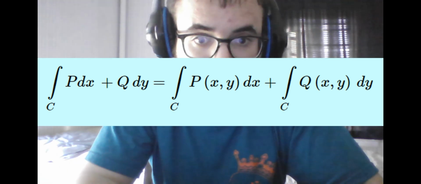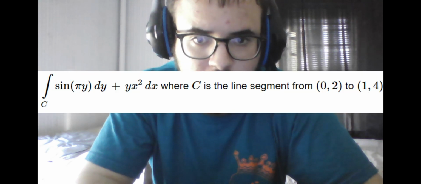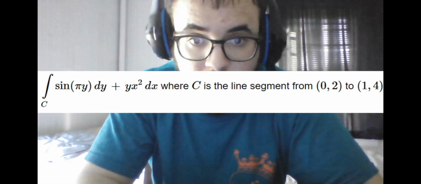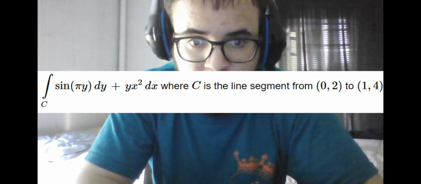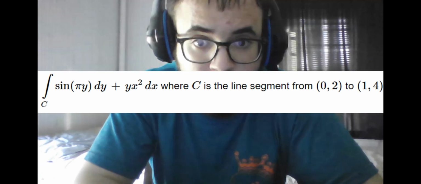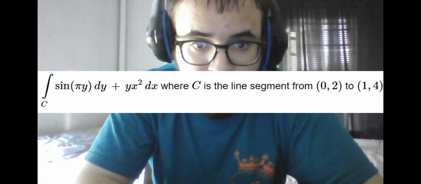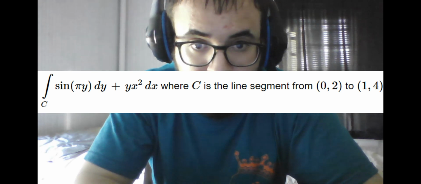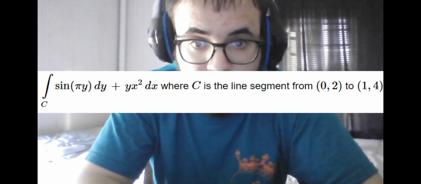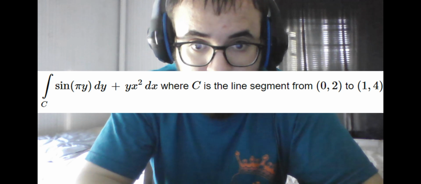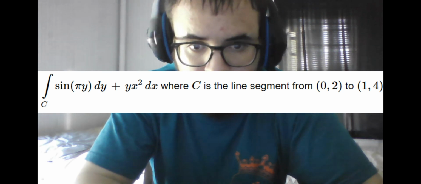For example, if we want to evaluate this line integral, noticing that we are integrating with respect to change in x, we would do this first by expressing the line we are integrating on in terms of a parameter t, which would be t, 2 plus 2 times t, where t is between 0 and 1.